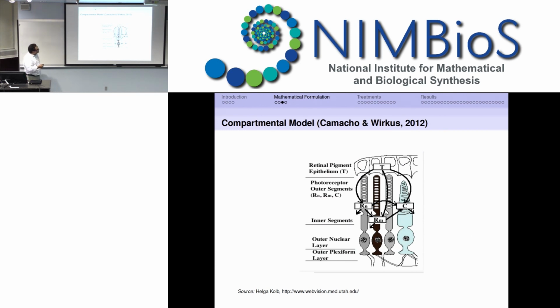In 2012, Camacho and Workus published a work where they proposed a mathematical model describing the interactions in these photoreceptors. If I look at this image, with the superimposed compartmental model, this region will constitute what's called the trophic pool. That's where all the nutrients come from. These are the rods, the darker ones are the mutated rods, and of course these are the cones. As you can see, the arrows describe the interactions. For instance, the trophic factor contributes in a positive way to all the photoreceptors. The cones' survival depends not just on the trophic pool, but also on the rods and so forth.